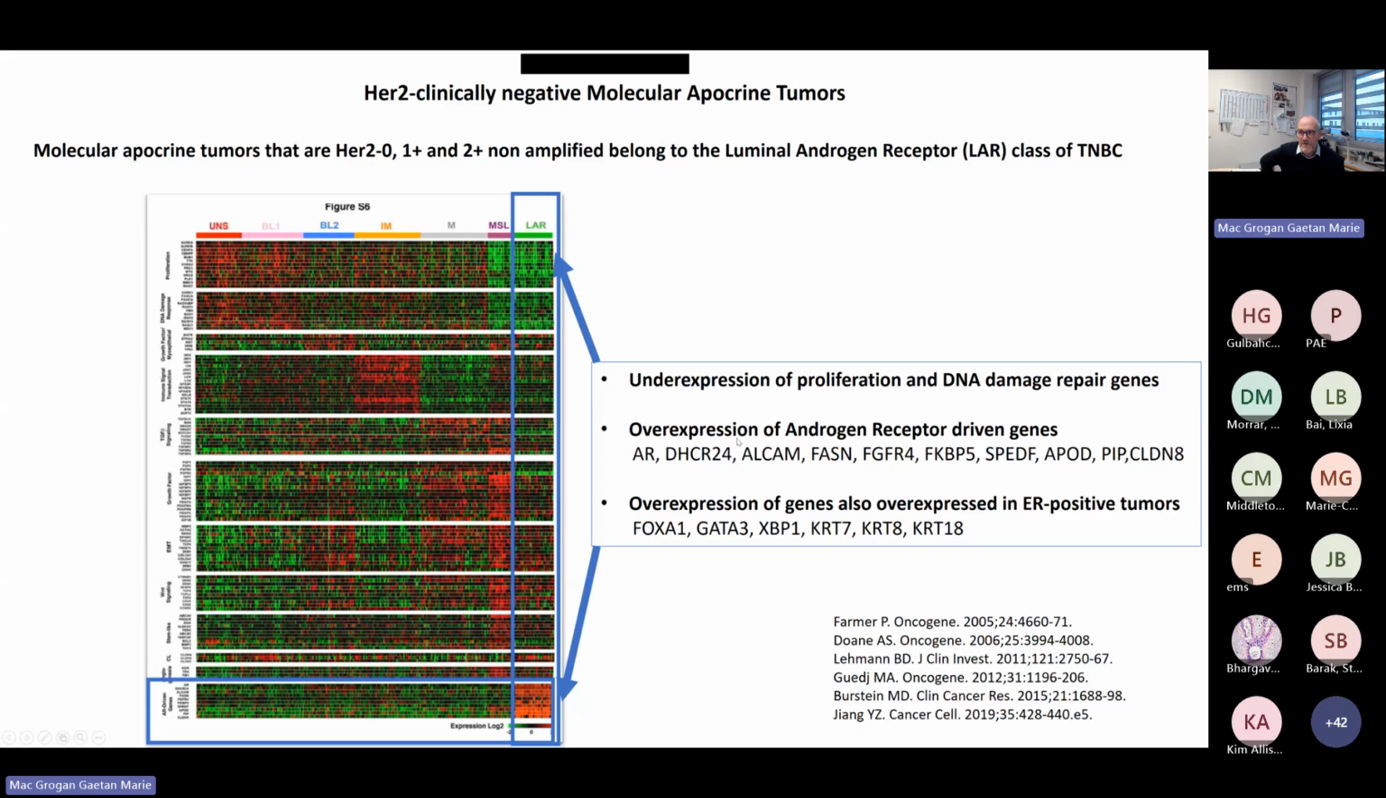There is overexpression of androgen receptor-driven genes, such as androgen receptor, of course, but also SPDEF and the gene that codes for GCDFP-15, which is PIP. There's also overexpression of genes also overexpressed in ER-positive tumors, such as FOXA1, GATA3, and low molecular weight cytokeratins.